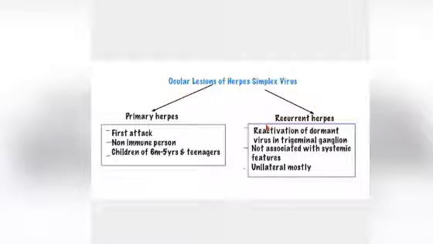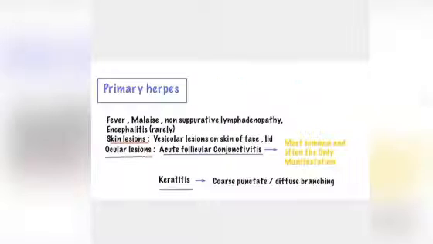And while recurrent herpes comes, there are no systemic features. So from this point you can understand that recurrent herpes does not have systemic features while primary herpes had systemic features. That's why it is written here as not associated with systemic features. So recurrent herpes is not associated with systemic features while primary herpes will have systemic features. So we'll go into detail of primary herpes.